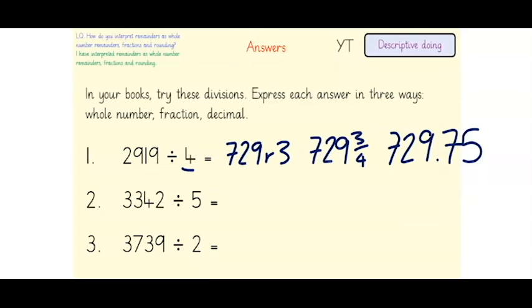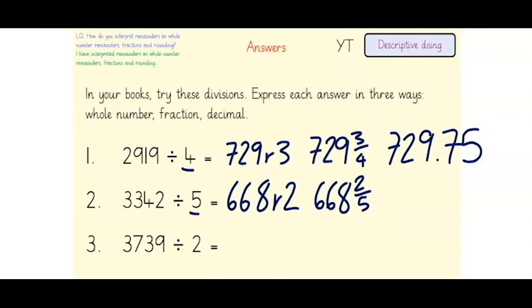3,342 divided by 5 is 668, remainder 2. Giving my answer as a fraction, the remainder is given as the numerator, and again the denominator is the number that we're dividing by, so 668 and 2/5. Converting that to a decimal will give us 668.4.